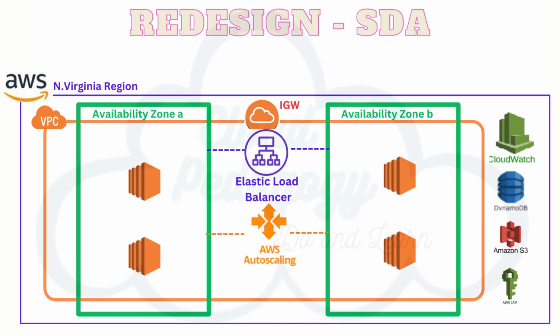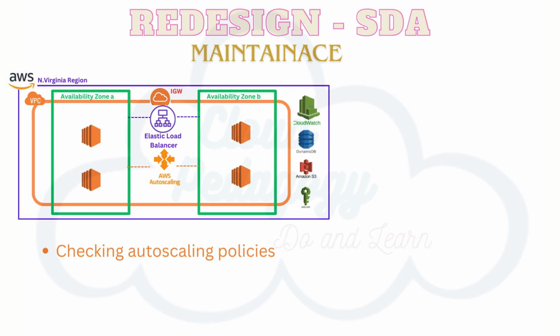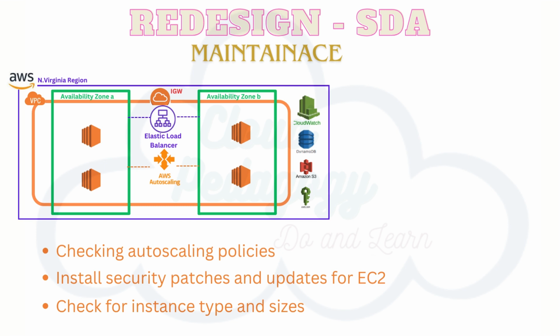Perfect. Looking at this from a maintenance perspective, you would need to ensure that your autoscaling policies are working well with your expectations. And it would likely take some amount of tweaking over time to get it right. You also would need to install any security patches and updates for EC2 as they come out. And also keep an eye out for new instance sizes and types that might help you further optimize your solution.